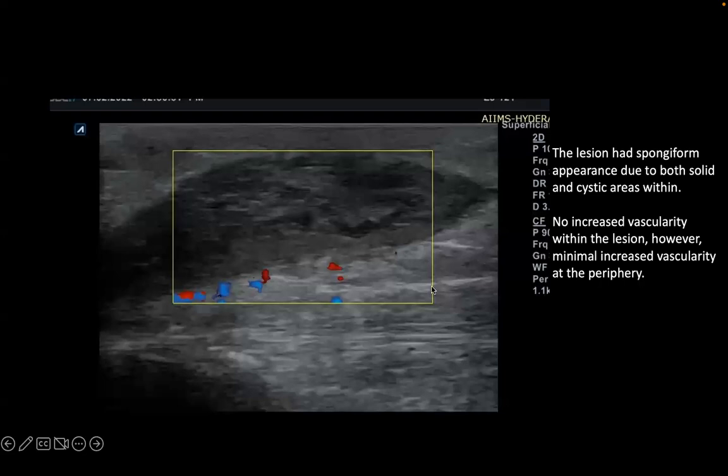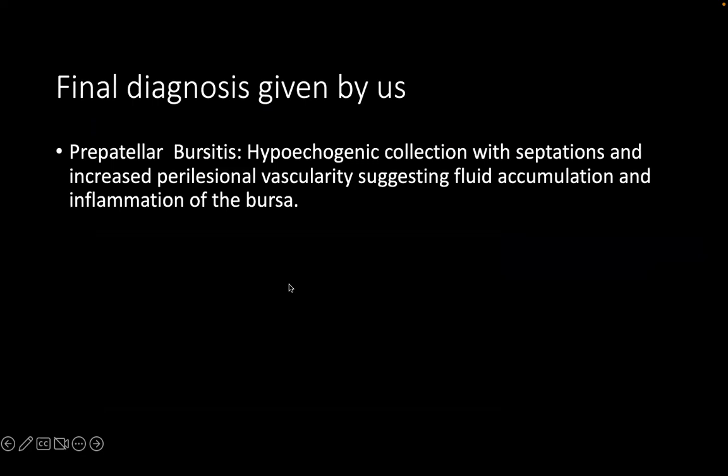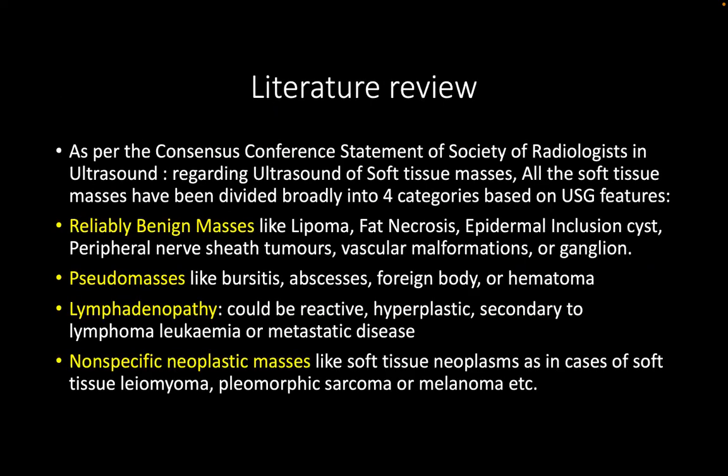The lesion had a spongiform appearance due to both solid and cystic components within, and there was no increased vascularity within the lesion. However, there was minimal increased vascularity noticed at the periphery of the lesion. So the final diagnosis given by us was prepatellar bursitis, as there was hypoechogenic collection with septations and increased perilesional vascularity, suggesting fluid accumulation and inflammation of the bursa.